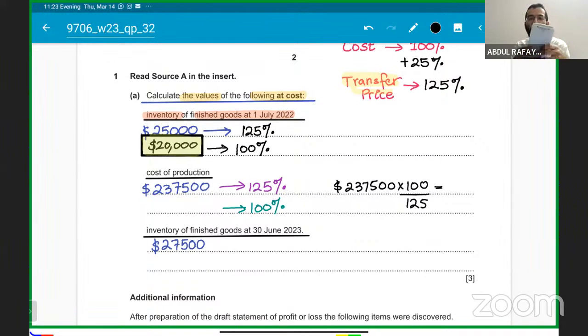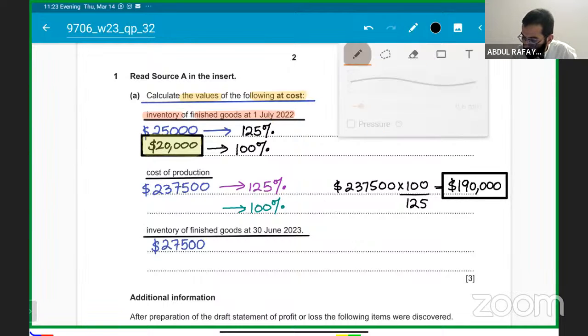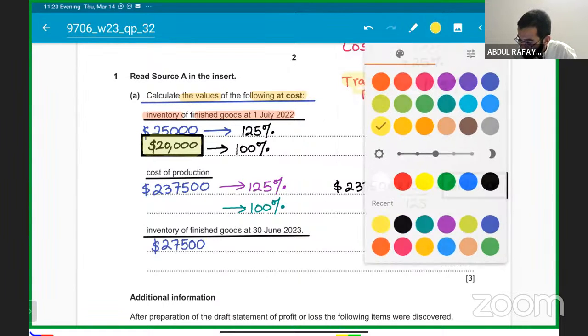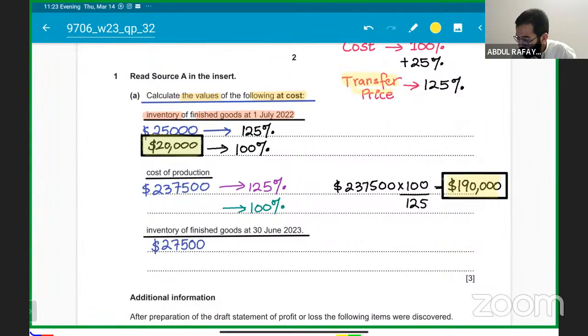Let's do it in the calculator. 237,500 into 100 divided by 125. I'm getting this as 190,000. So the cost of production at the cost value is 190,000. Okay, everyone getting it, guys? Following? Clear? Understood? So we got the cost of production as 190,000 as well.